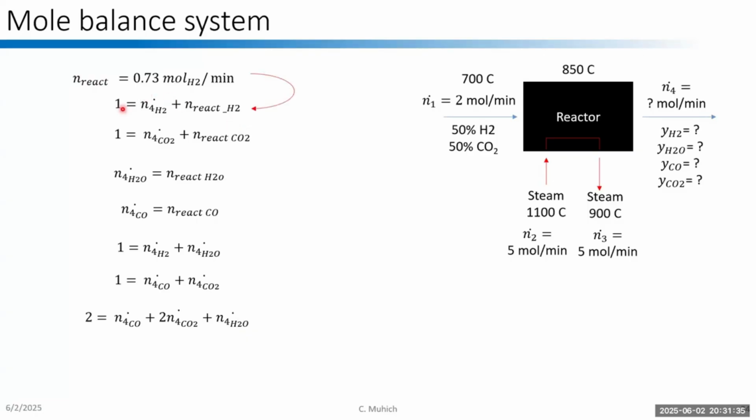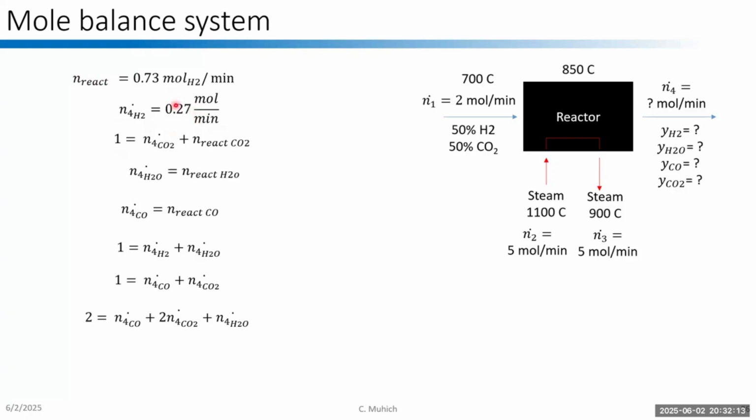And it's this first one. Once I recognize that we know how much H2 reacted, I'm only left with one unknown. I can plug the reacted H2 in there, do some algebra, and we find that the number of moles of H2 leaving the system on the right-hand side is 0.27 moles per minute. So I can now put that over here.